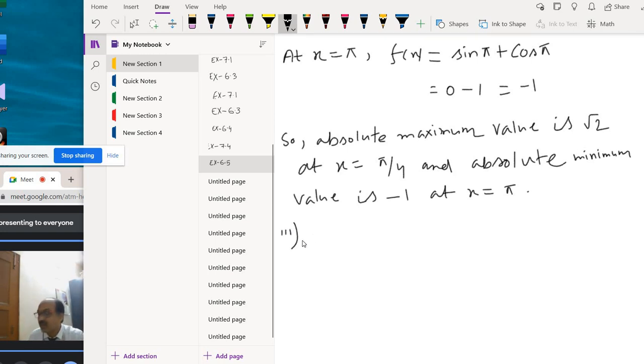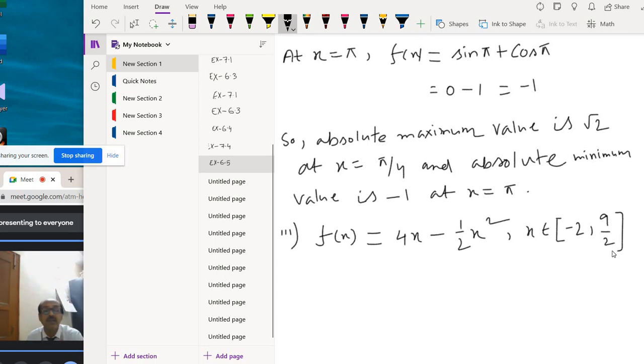Number 3 is f(x) equal to 4x minus half x square, x belongs to [-2, 9/2]. This is the interval. Okay, 4x minus half x square.